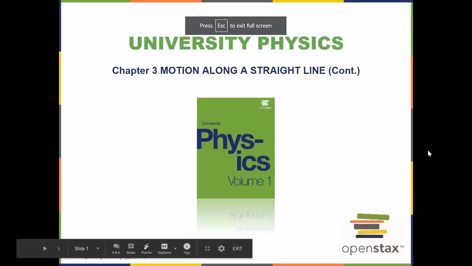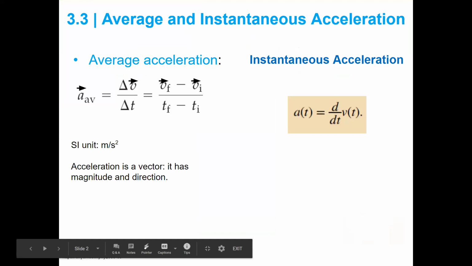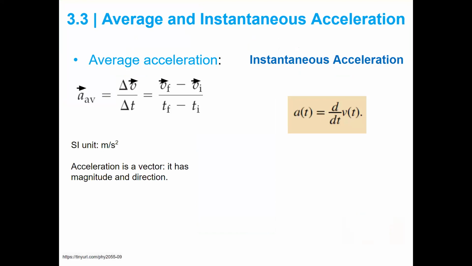Okay, so yesterday we talked about the average and instantaneous oscillation. The definition: if you are looking for average oscillation, you take the difference of the velocities, initial and final, and then divide by the difference in time t. On the other hand, if you are looking for instantaneous oscillation, then you take the time derivative of the velocity with respect to time t. Then you plug in the specific time instant to get that instantaneous oscillation.